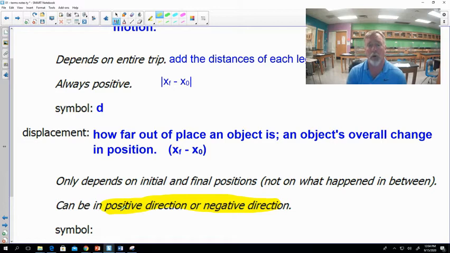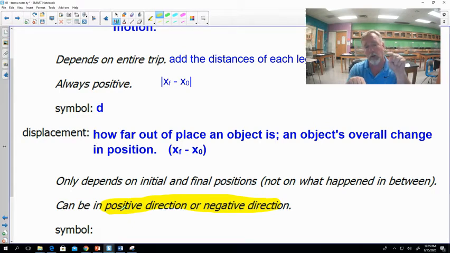So let's think about going around the square. If we go around the square, we go a certain distance this way, a certain distance this way, a certain distance this way. We're just going to add up each of those legs. It doesn't matter which direction they went. Whereas if we wanted to figure out the displacement, it only matters where we start and where we end. So it doesn't matter how we got there. And also, it's that direction.